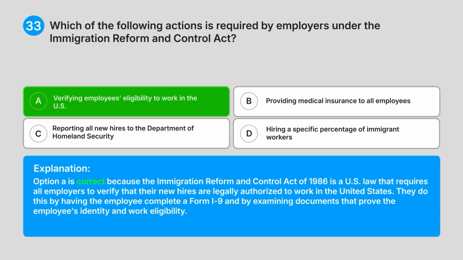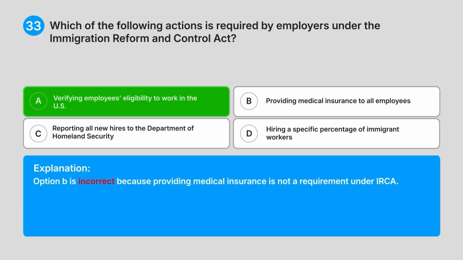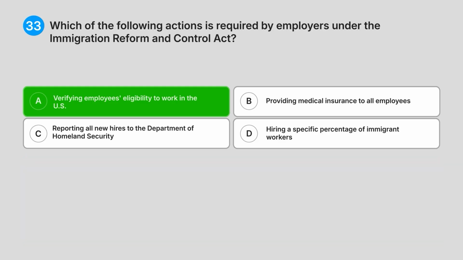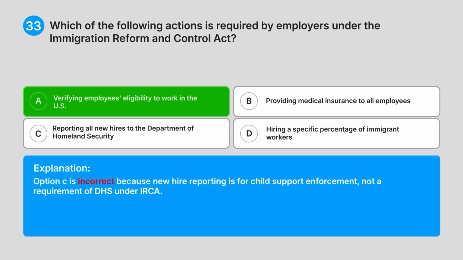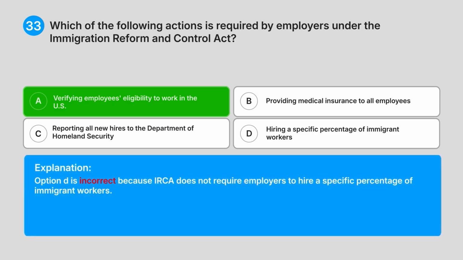Explanation. Option A is correct because the Immigration Reform and Control Act of 1986 is a US law that requires all employers to verify that their new hires are legally authorized to work in the United States. They do this by having the employee complete a Form I-9 and by examining documents that prove the employee's identity and work eligibility. Option B is incorrect because providing medical insurance is not a requirement under IRCA. Option C is incorrect because new hire reporting is for child support enforcement, not a requirement of DHS under IRCA. Option D is incorrect because IRCA does not require employers to hire a specific percentage of immigrant workers.